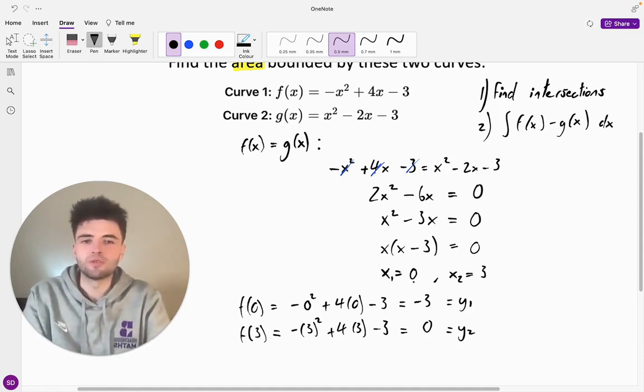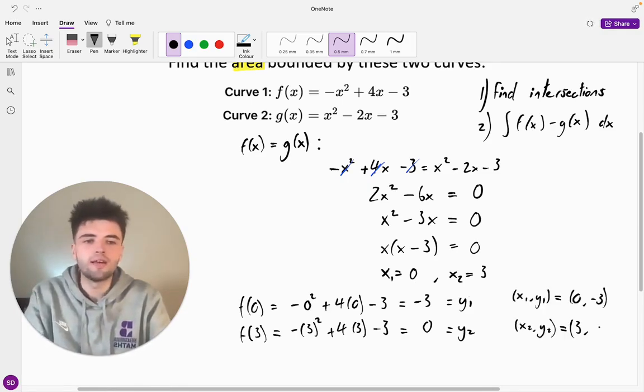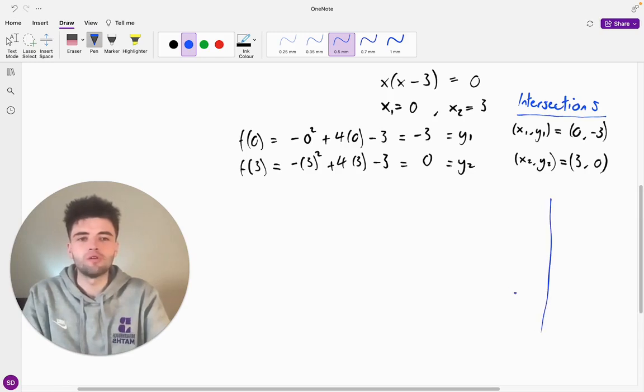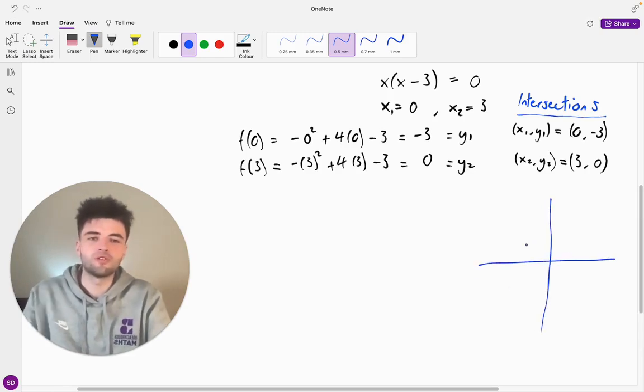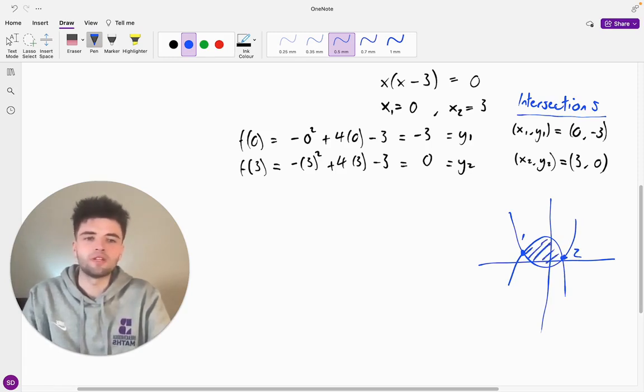So x1 is 0 and y1 is going to be minus 3. And x2, y2 is going to be the point 3, 0. Those are our two intersection points. What this means is that these two points are going to be used for our limits of integration. If you can imagine, one of these functions is a minus mountain function and the other is a normal u-shaped quadratic. They're going to intersect something like this, and the integration between points 1 and 2 is just going to give us this area, which is the bounded area between these two quadratics.